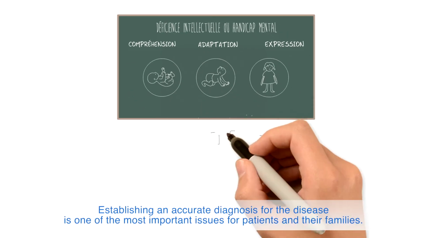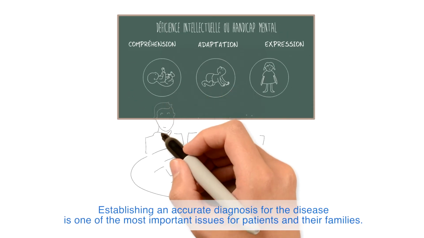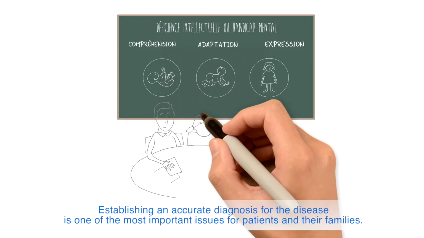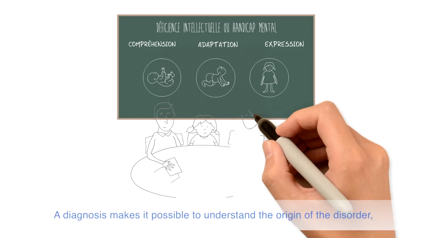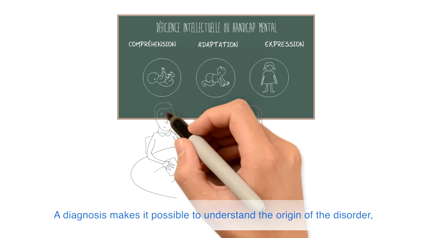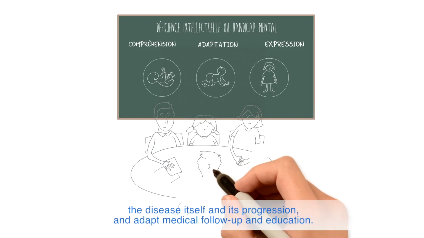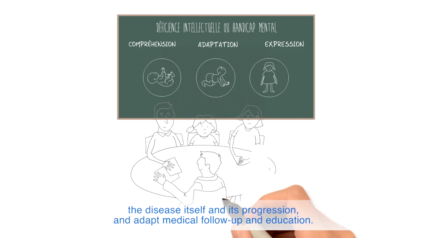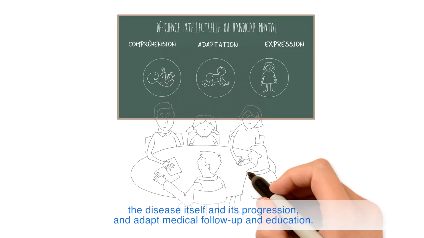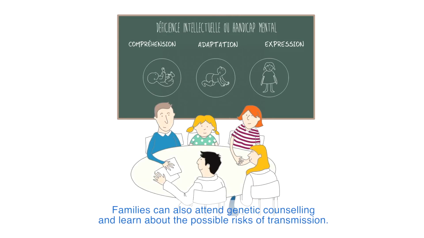Establishing an accurate diagnosis for the disease is one of the most important issues for patients and their families. A diagnosis makes it possible to understand the origin of the disorder, the disease itself, and its progression, and adapt to medical follow-up and education. Families can also attend genetic counseling and learn about the possible risks of transmission.